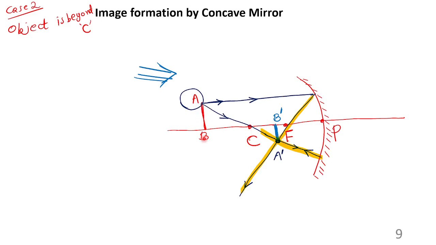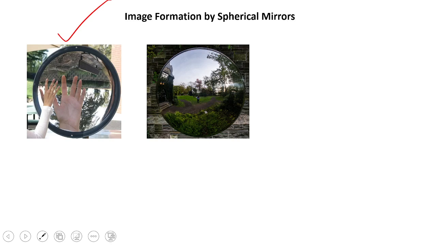For example, AB is a tree. There is a concave mirror. There is a tree which is a little far away from the mirror. The tree looks like an inverted tree, a smaller tree, also inverted. That is what I explain here. In the case of a concave mirror, the tree is not at infinity but a little far away from the mirror.